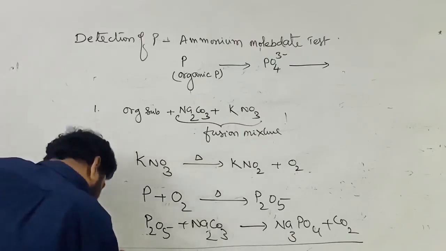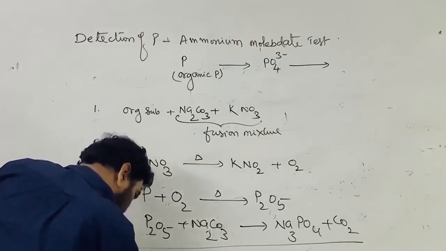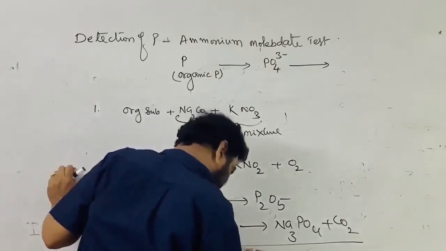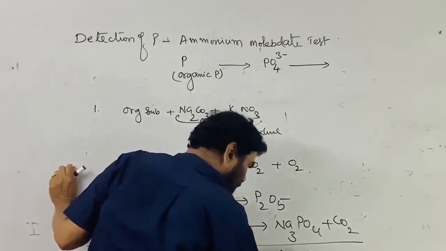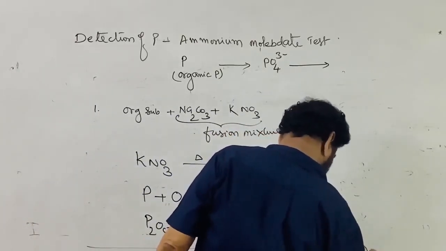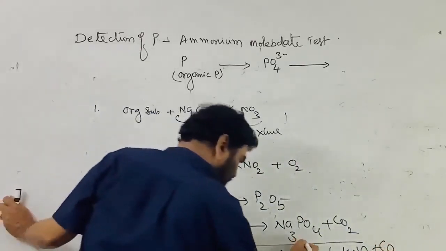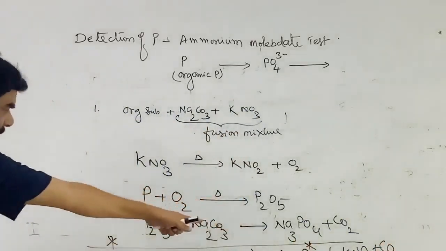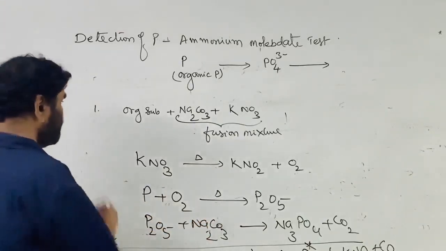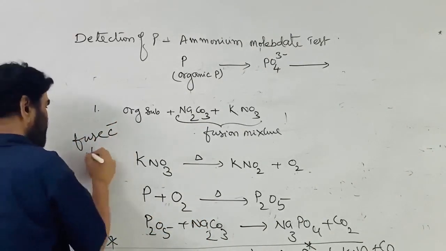So in total, what happens? Phosphorus plus sodium carbonate plus potassium nitrate on heating gives Na3PO4 plus KNO2 plus carbon dioxide. The organic phosphorus is ultimately converted to the phosphate ion, in the form of sodium phosphate. But first, the organic compound is fused with the fusion mixture.